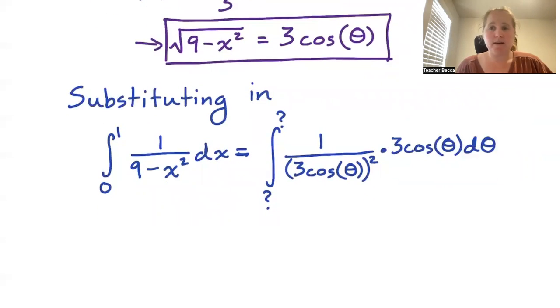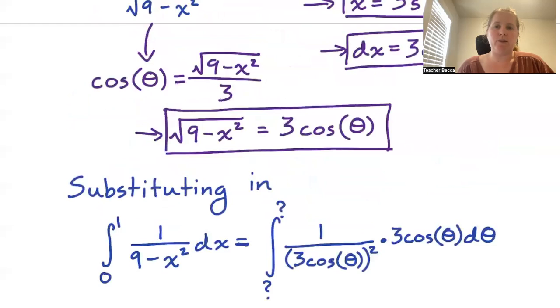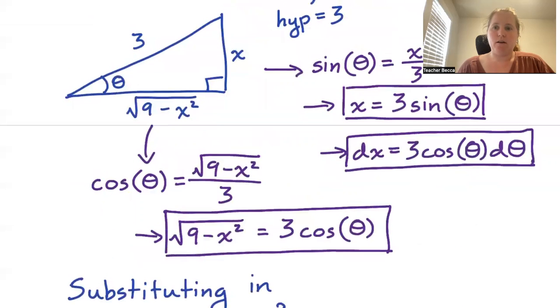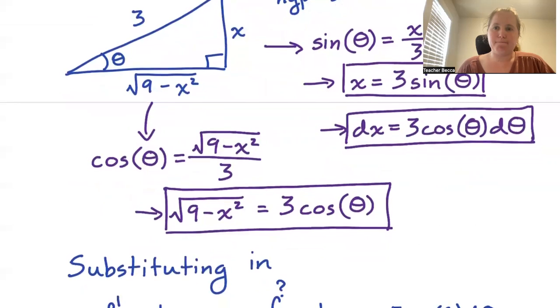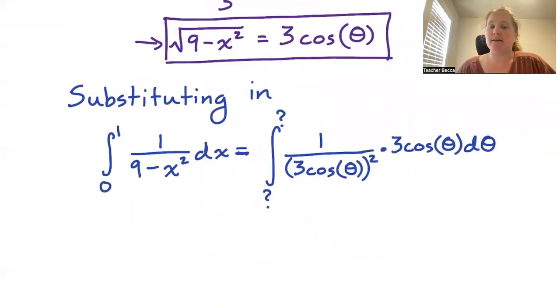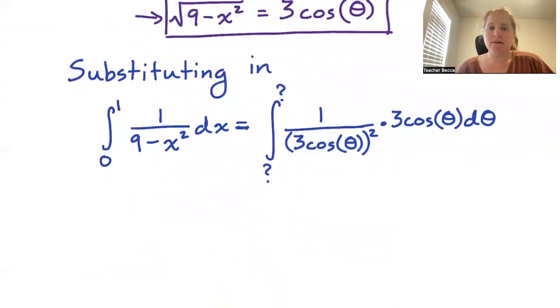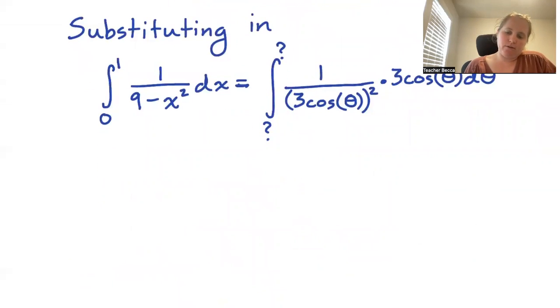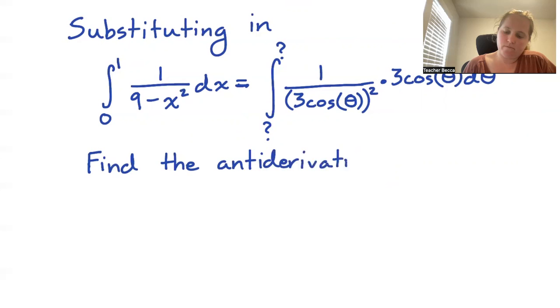We have a choice here. We can either convert the bounds now, or we can solve for them later. I'm going to find the antiderivative in x and then plug in the bounds at the end. So let's first just find the antiderivative in x.